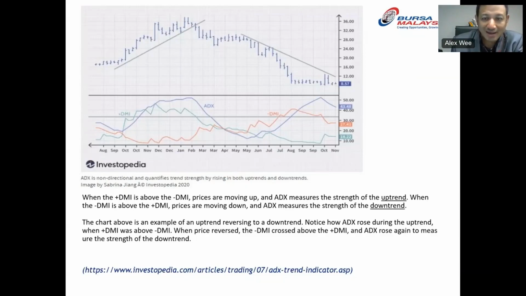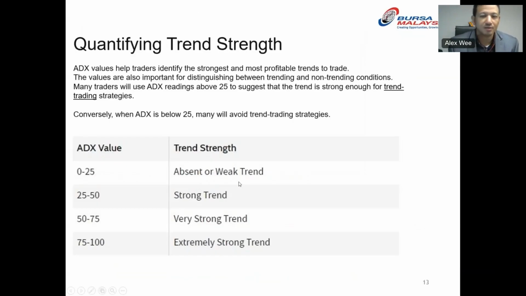So DMI assists ADX to give you a reading of whether the trend is uptrend or downtrend, because ADX doesn't tell, but DMI tells. It tells where and how strong the trend is, and the transition. Most of the time, the DMI crossover is faster, giving you an early warning that the trend has changed from uptrend to downtrend. Okay, so this is a very popular indicator.